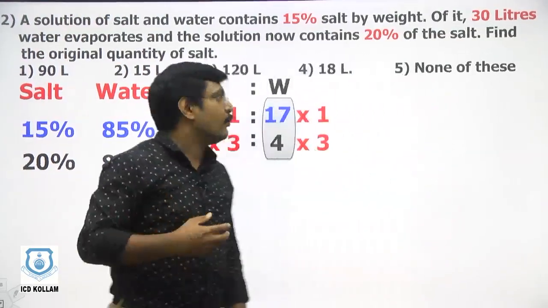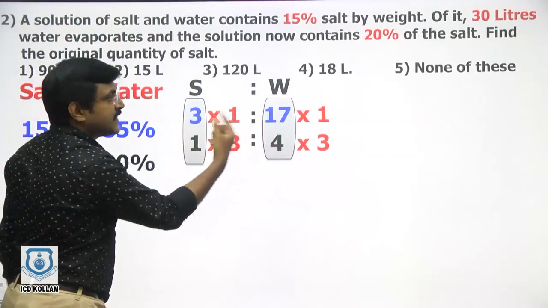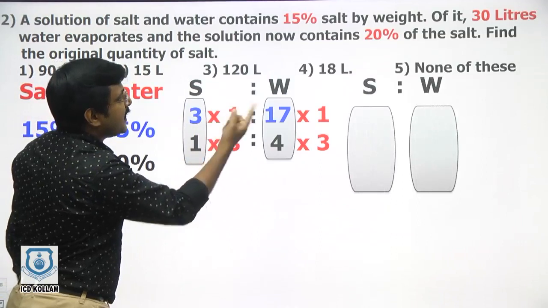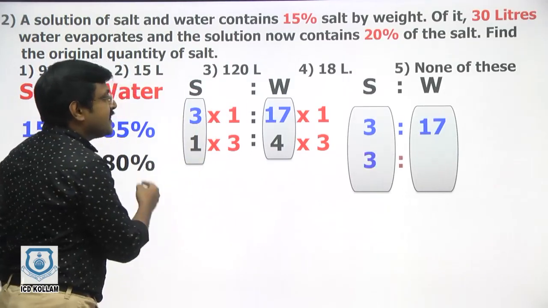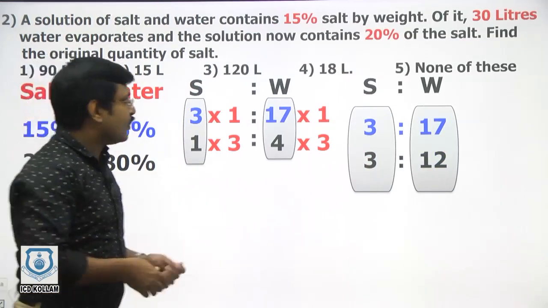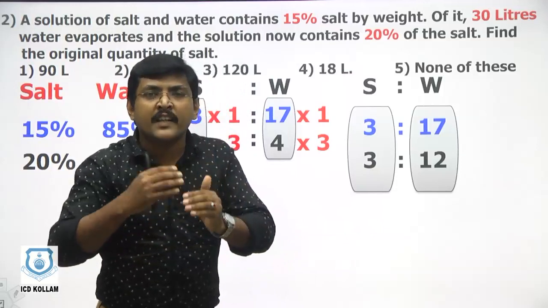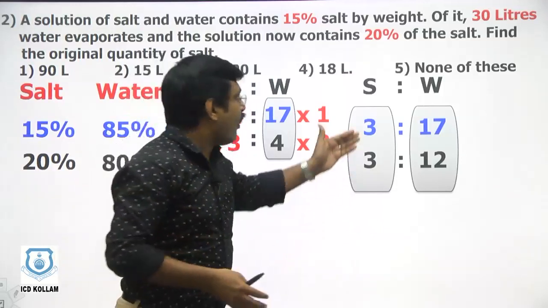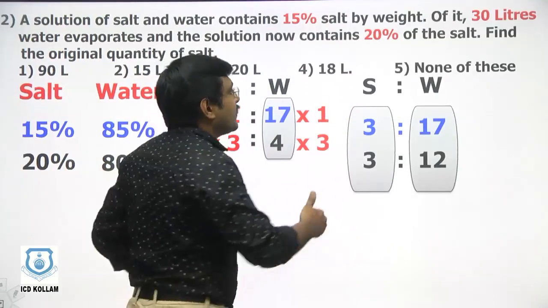As a result of that, we will get a ratio, right? 3 into 1 is 3 and 17 into 1 is 17. So we will get the salt to water ratio. For the first row it is 3:17, and in the second row it is 3:12. So we reached our condition, that is when the water evaporates, the quantity of salt will never change. So we obtained that condition.